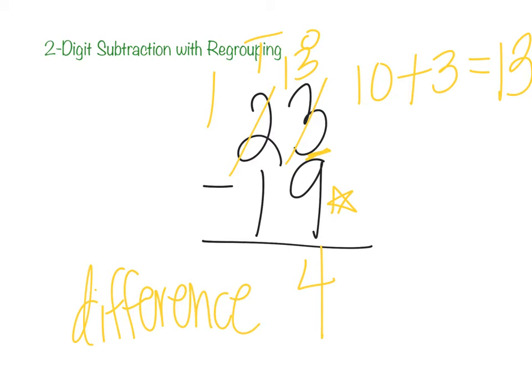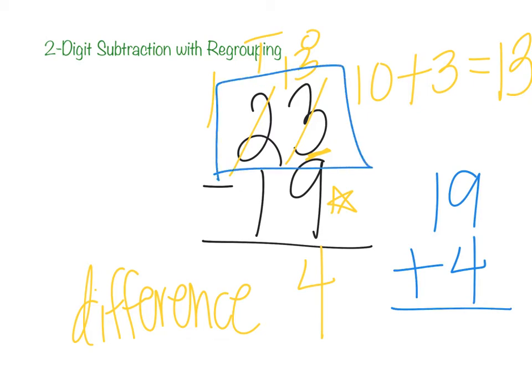Now, I want to add to check. Let's add back to check to make sure that I did it correctly. So what would I be adding together? Excellent. I'll be adding the 19 and the 4. This is what I'm hoping to get. This is what I should get. So let's try it. What is, again, I'm going to label 1s and 10s. What's 9 plus 4?